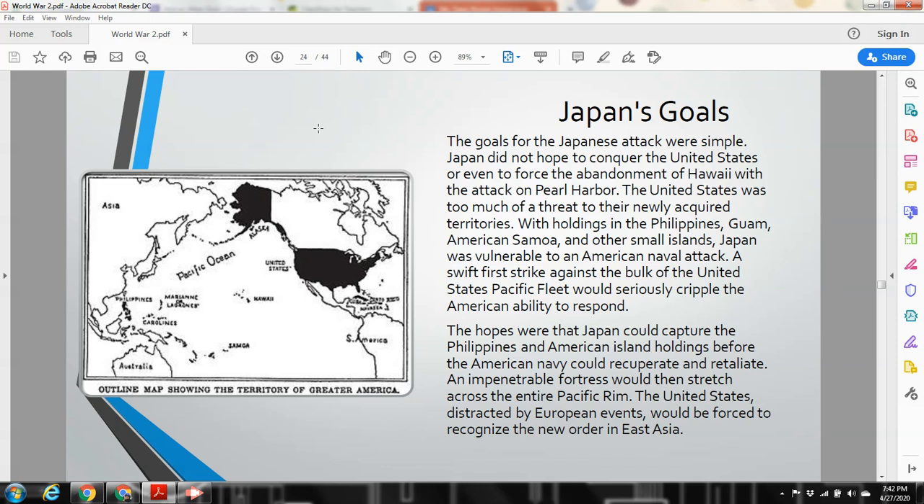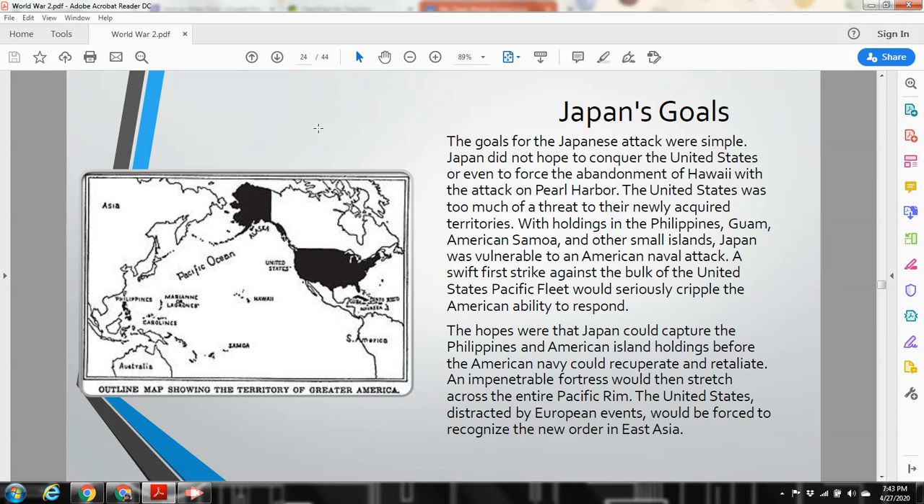Their forces would stretch across the entire Pacific Rim. The United States was being distracted by European events. They didn't even think that the Japanese would come and try to do something like this. It literally took us by surprise.